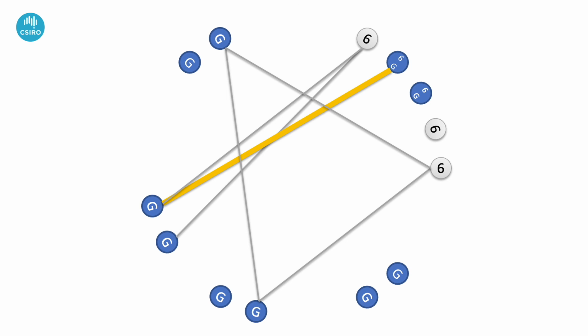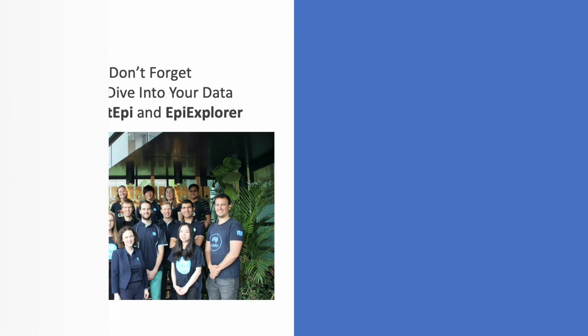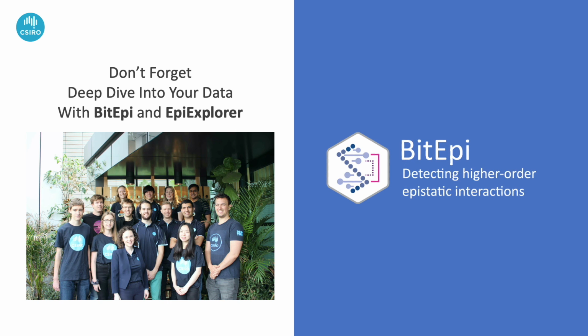There are many other ways you can plot and filter and process your data here in EpiExplorer, and it might help you to understand details which are very difficult to appreciate when you look at the whole data just in a messy environment. If you already have a GWAS dataset, there might be some interactions waiting for you to discover them. So try BitEpi and EpiExplorer on your dataset and see what you can find out with your data when you consider those higher order interactions.